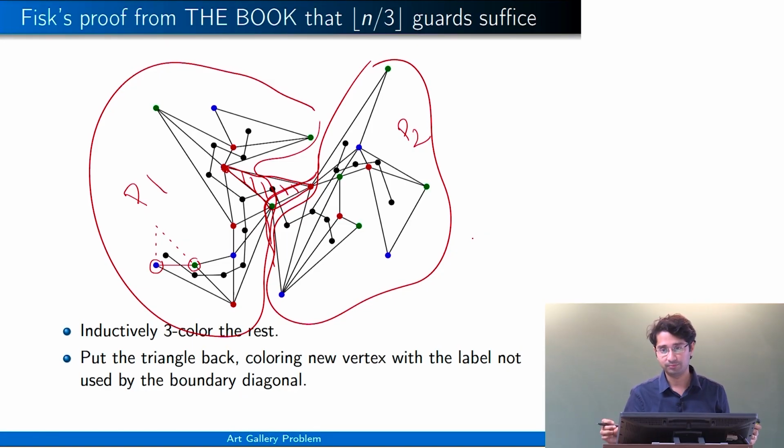So n by 3 guards is required only for this triangulation argument. It will not work for the general case. No, no, no, it's not a general statement or anything. It works for this argument. That's it.